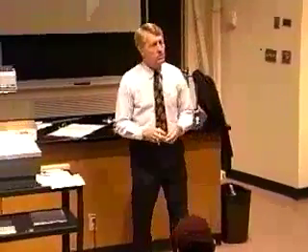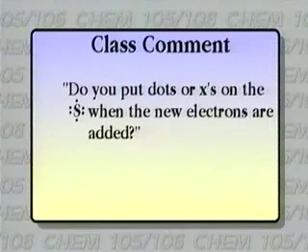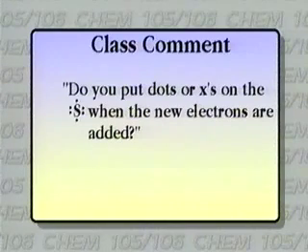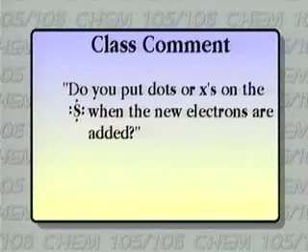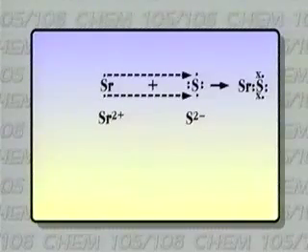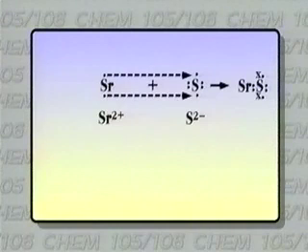Yes, question? When drawing that, would you put dots there on the sulfur, or would you put X's to show that they transfer? Well, when we do it, as far as the ions, we wouldn't put anything. The question was, do I put dots here or X's or whatever, and it doesn't make any difference. We're just using whatever manner we want to identify.